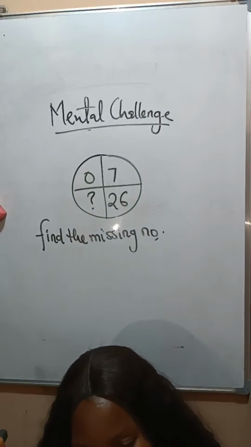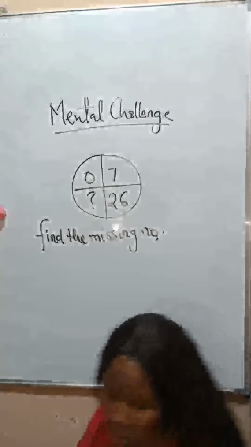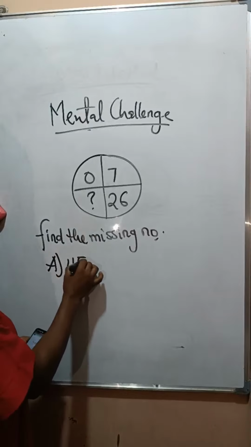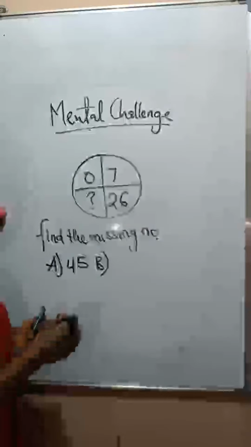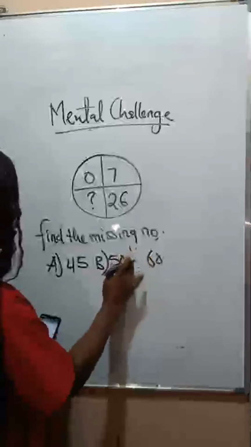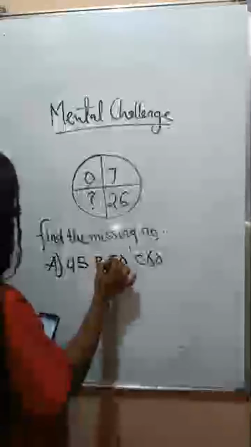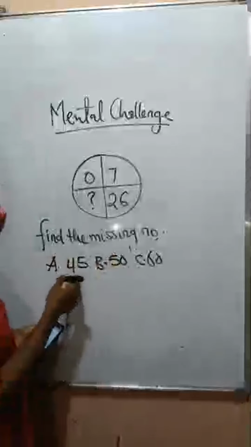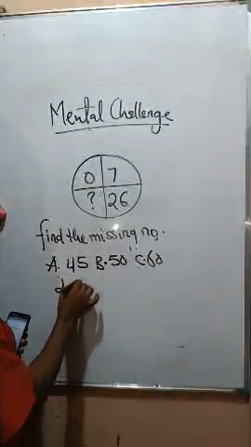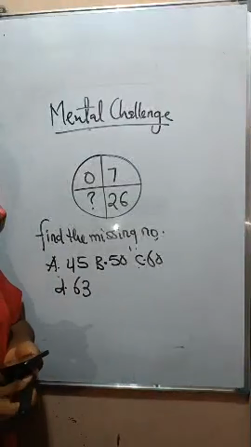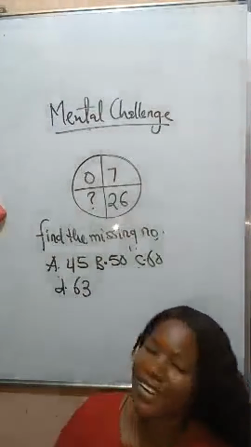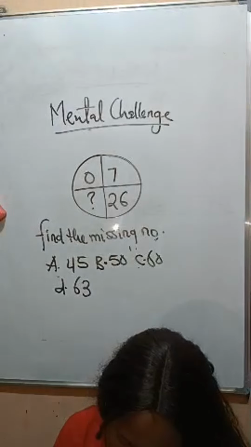Maybe I should drop the options for you. Yes, maybe the options will guide you to see where the examiner is coming from. So option A is 45, option B is 50, option C is 60, and option D is 63. I believe this will help us.